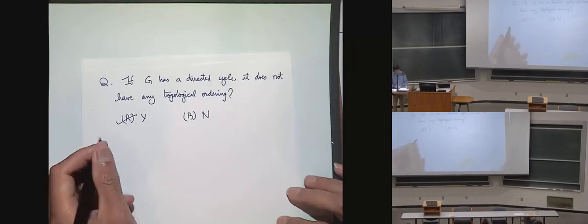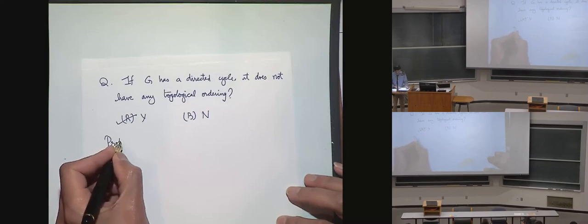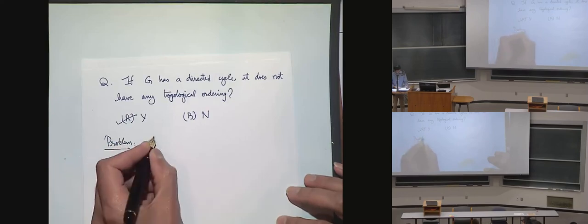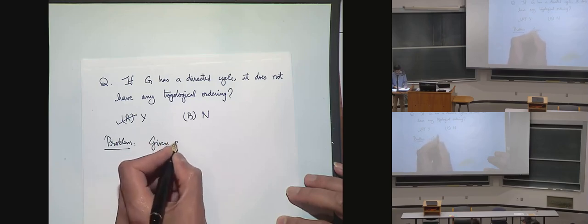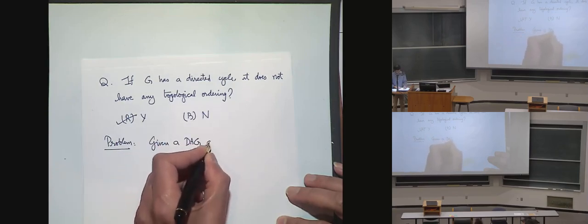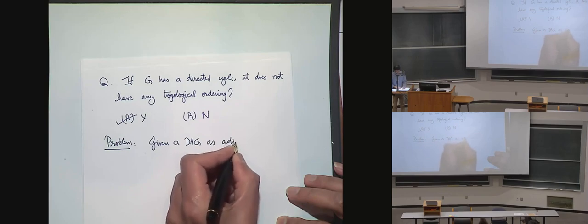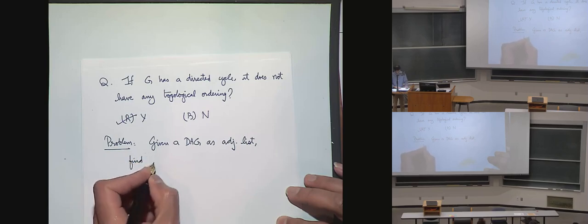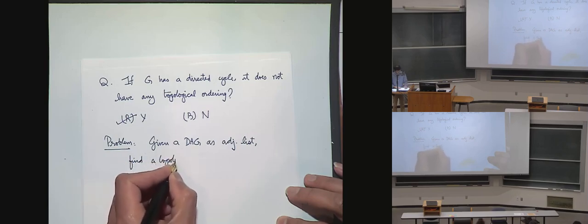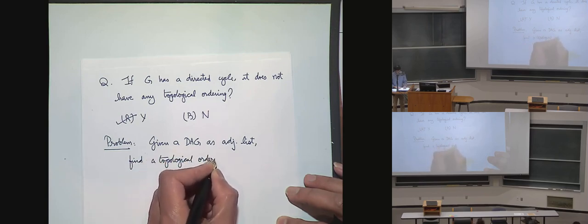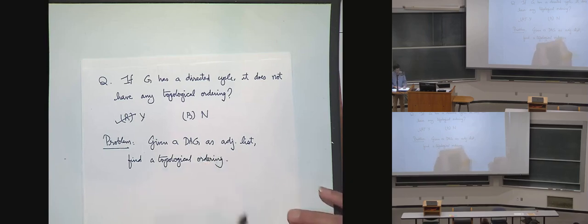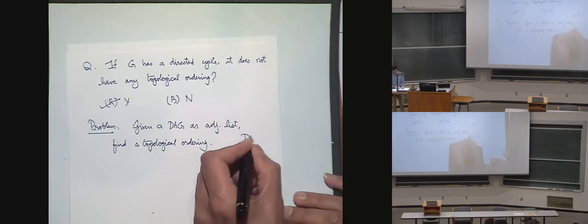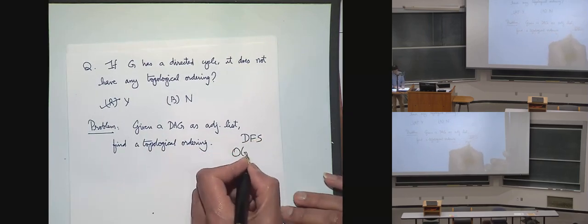The last is the problem: given a DAG as an adjacency list, find a topological ordering. And again, for this problem, we can use DFS and we can solve it in O of n plus m time.